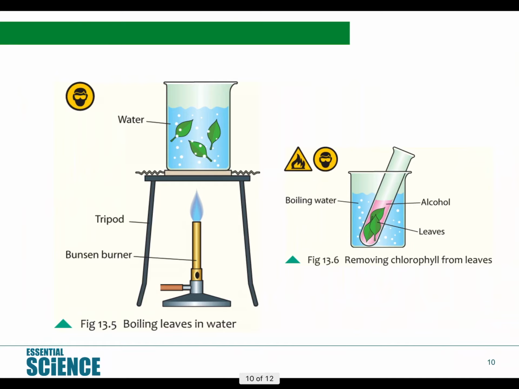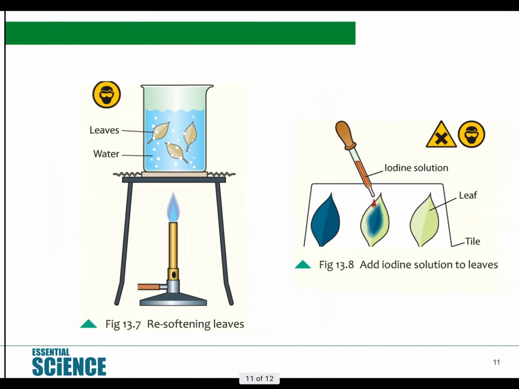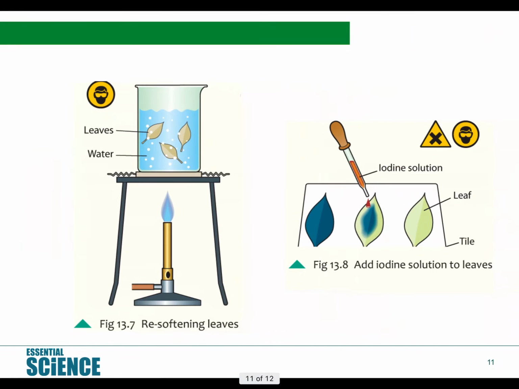Then you're going to put the leaf into boiling alcohol. Do you see in the second diagram there, after you've boiled the leaf in the boiling water, you put it into a test tube with alcohol. And what you'll notice happening here is the alcohol removes the chlorophyll. So when you take the leaves out of that alcohol, the leaf looks white. All the chlorophyll has been removed from the leaf. That's your step 2. Your third step then is you put your whitened leaves into some lukewarm water, and that just softens the leaves. And then finally, your fourth step is that you add iodine to the leaves.